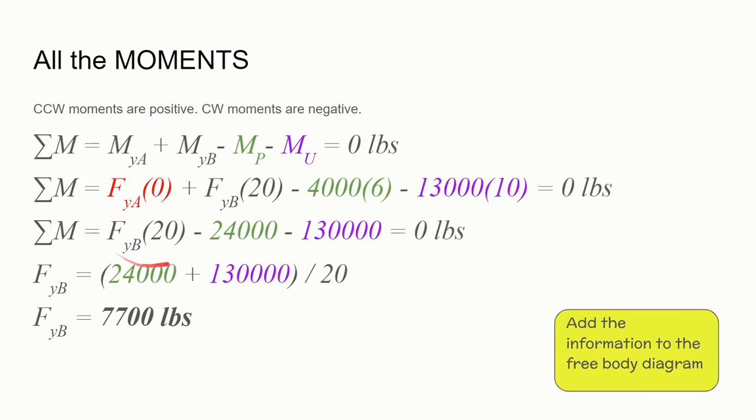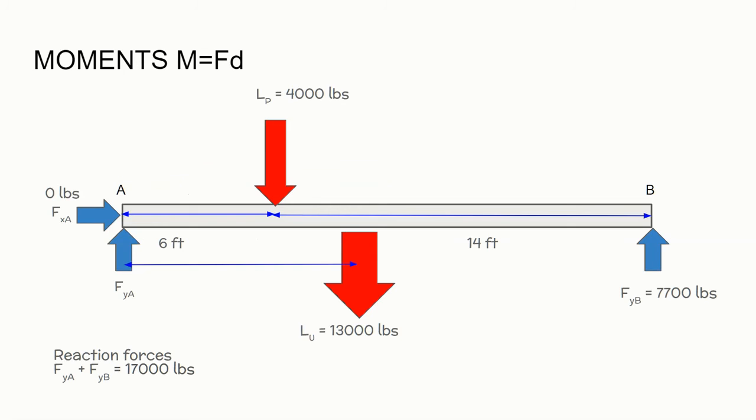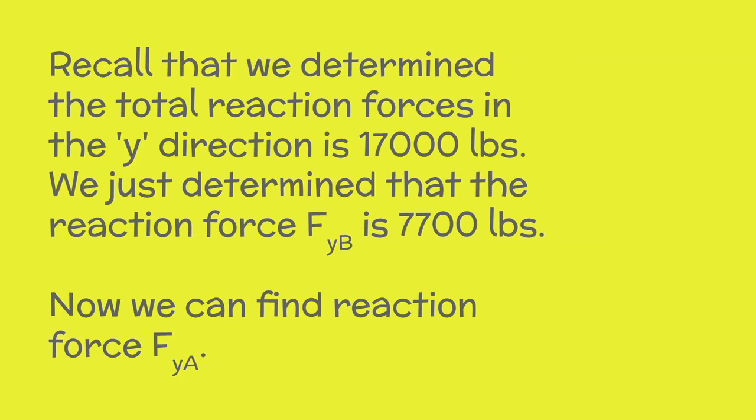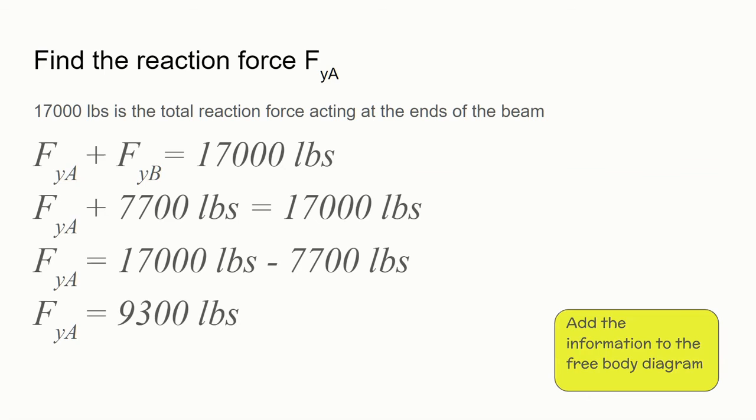So we can rearrange this section now to show that our reaction force at B is 24,000 plus 130,000 divided by 20. And if you calculate that, that means reaction force B is 7,700 pounds. Write that down on your diagram. So we're going to add that number over here. So now we know this, and we know that these two together equal 17,000. We can find this. Recall that we determined the total reaction forces in the Y direction is 17,000 pounds. We just determined that the reaction force, FYB, is 7,700 pounds. Now we can find FYA.